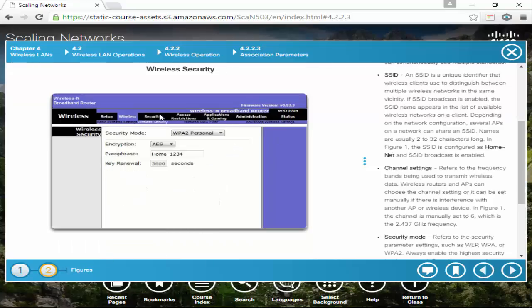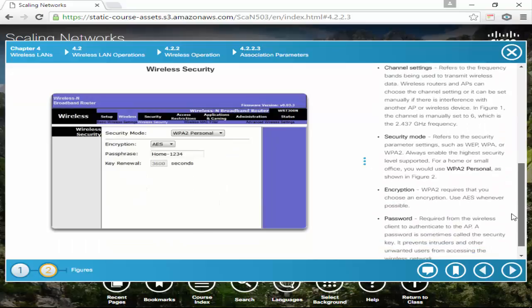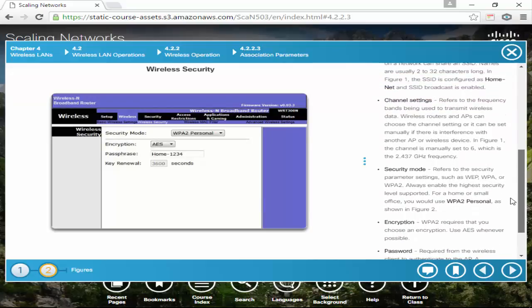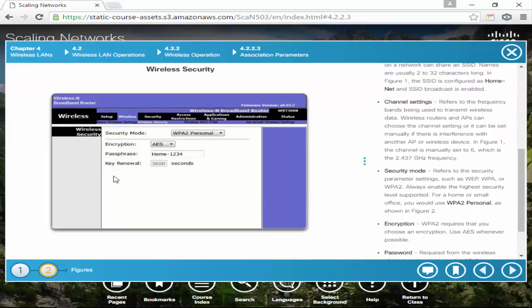Oh, then we have our authentication, right? Our security modes. We have WEP, which is worthless. We have WPA or WPA2. As it says right here, always enable the highest level. For home or small office, you'd use WPA Personal. For business, you'd probably use WPA Enterprise.